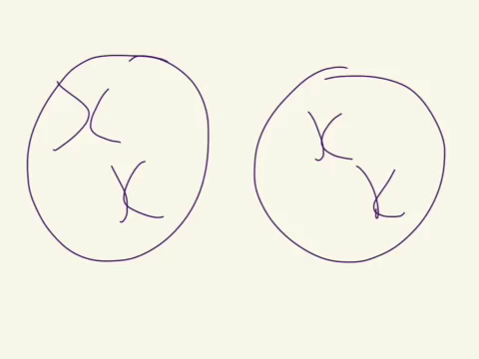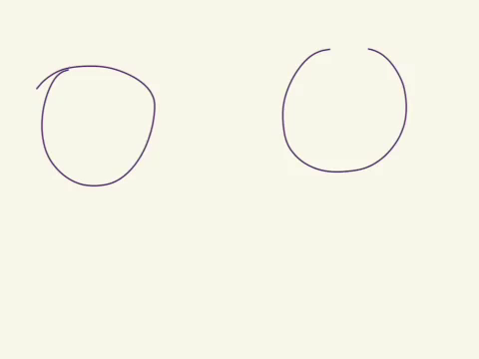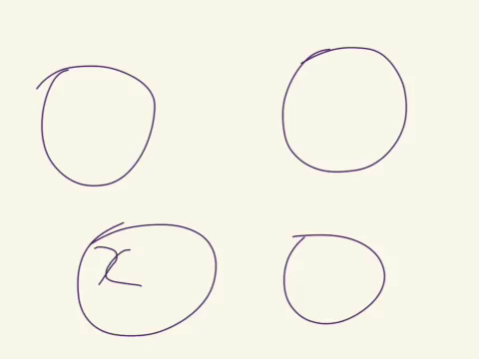And the same cell division that happened in mitosis will now happen in meiosis, but instead of ending up with 2 cells, you end up with 4 cells.